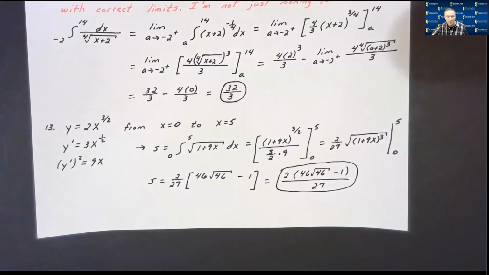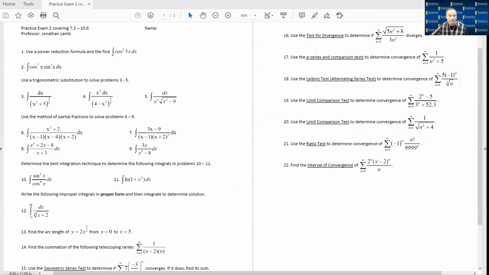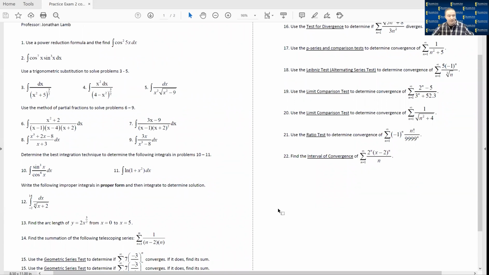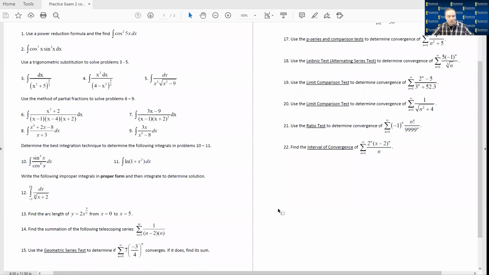Up next here. Here we go. So for number 14, it says find the summation of the following telescoping series. Now, some of you on your Achieve assignments had some really challenging telescoping problems. I was working a sum with you, and it took like 10, 11, 12 terms before any cancellation started to occur.